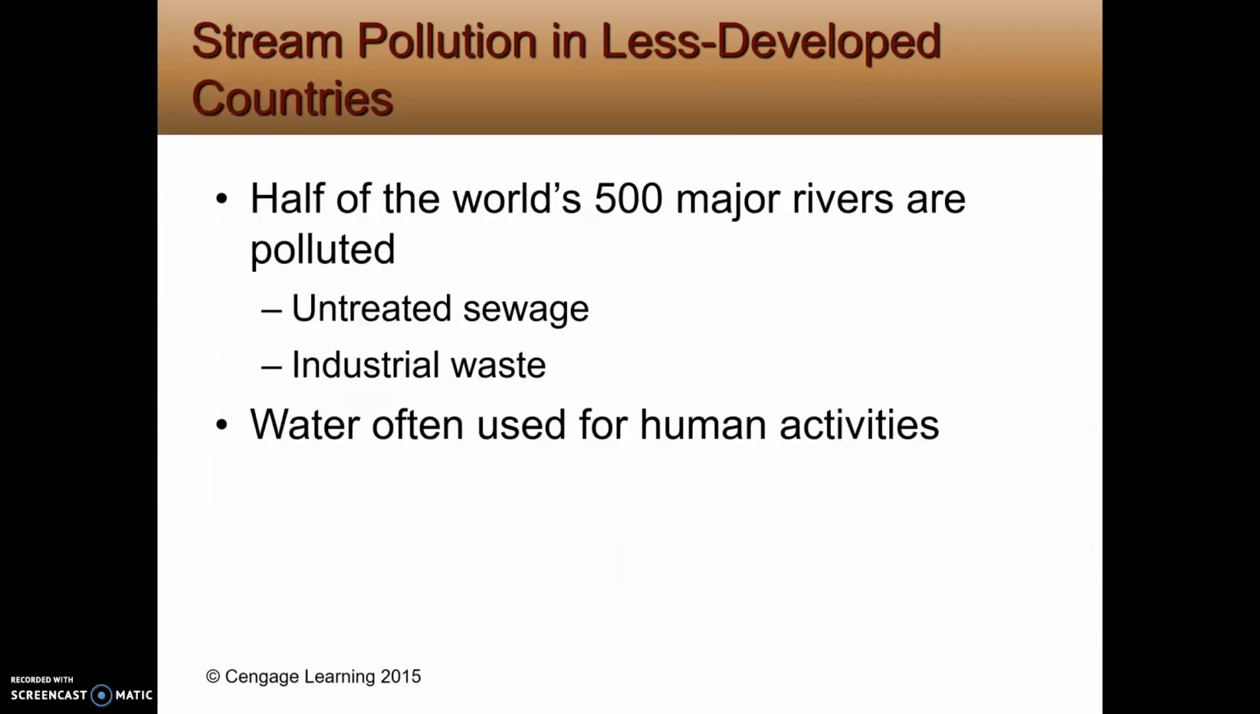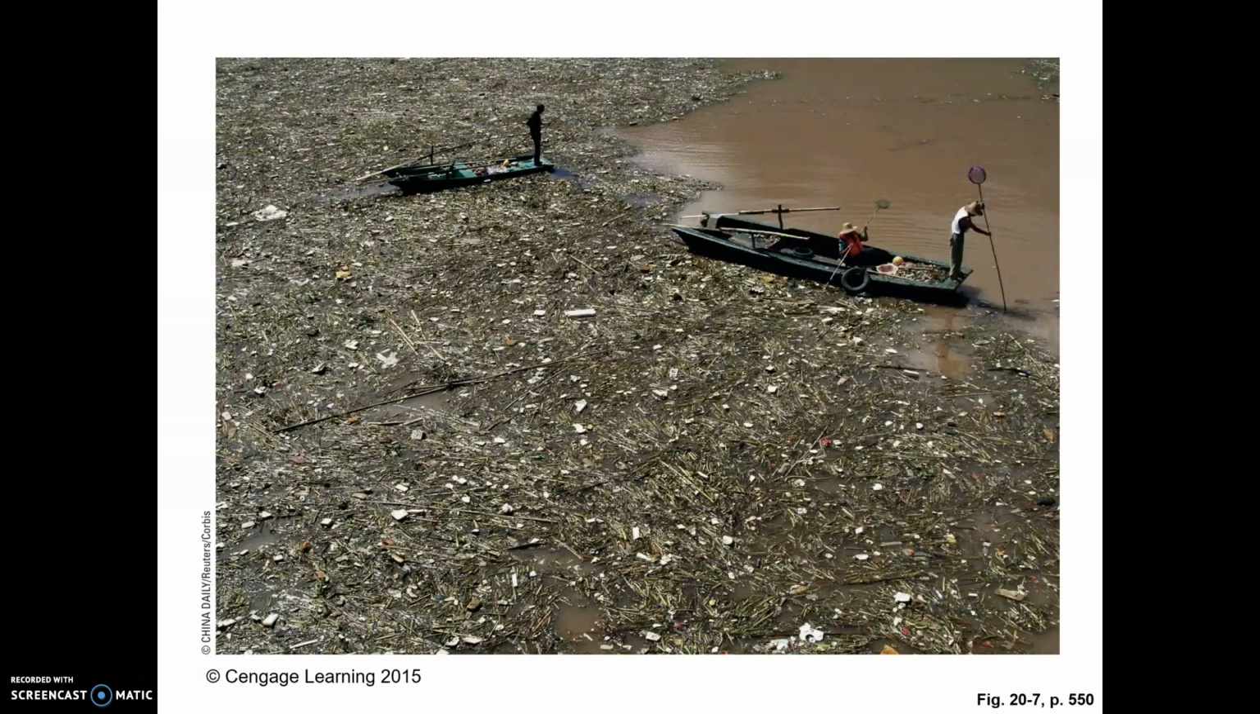Now, half of the world's major rivers are in fact polluted, and it's coming from untreated sewage and industrial waste. And when you're talking about the lesser developed countries, they don't have the infrastructure currently and the legislation and the enforcement to prevent this from happening. And so you have a lot of pollution. This is an image from China, just upstream from the Three Gorges Dam. China, as it turns out, they have a lot of pollution problems that they're working to solve.